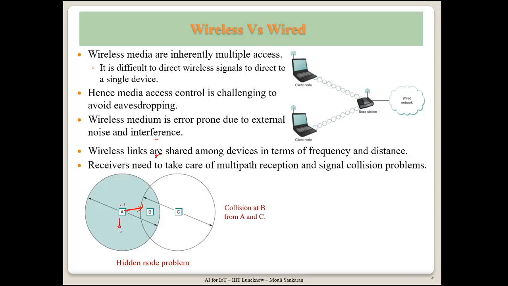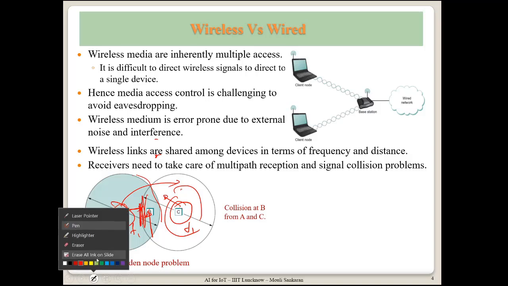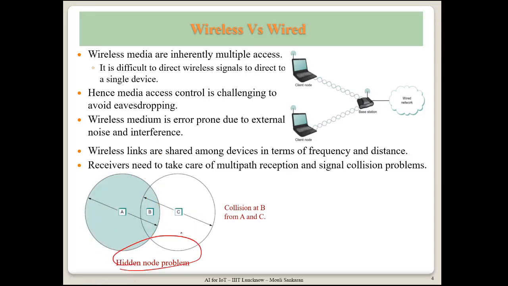The problem here is, it is getting collided at B because both of them are sending in F1 frequency, but C does not receive what A is sending because the range is only this much. So it doesn't know that A's signal has come. It is also transmitting at the same time in the same frequency. Similarly, A doesn't know that C is transmitting in the same frequency because it doesn't receive what C is transmitting, because the signal is reaching only up to this point. That is what is called the hidden node problem.